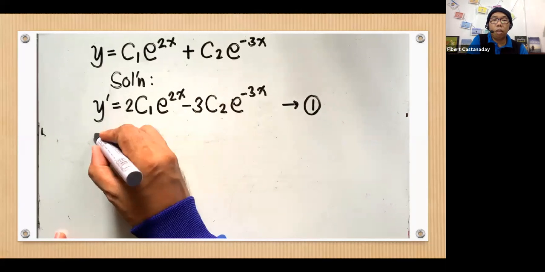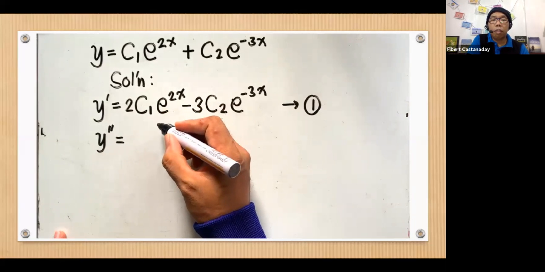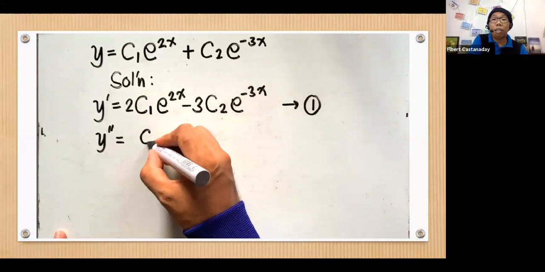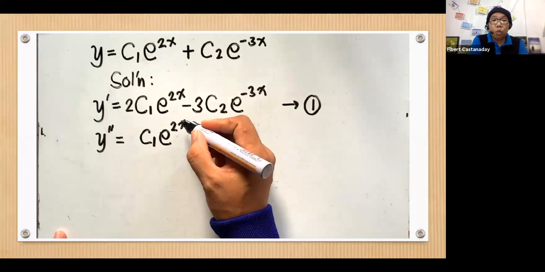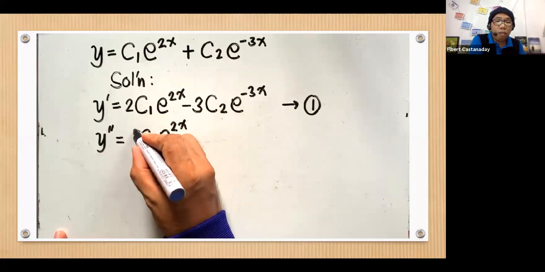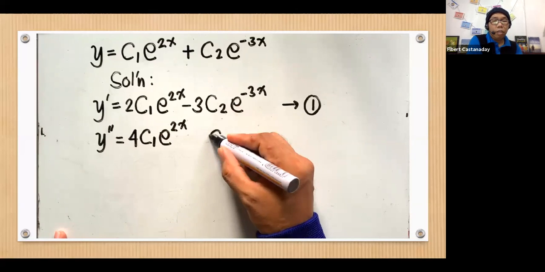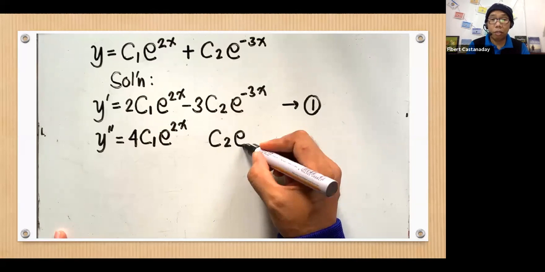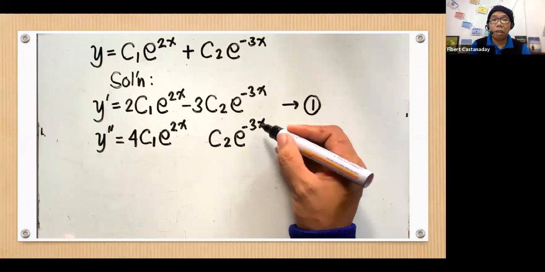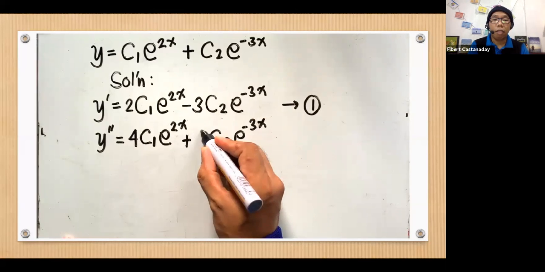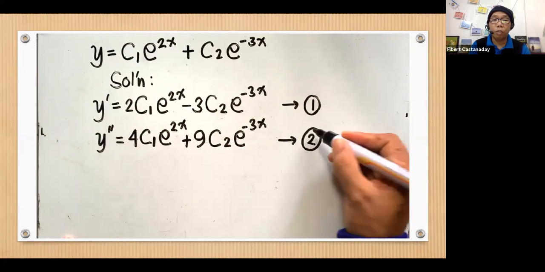Now the next part will be to differentiate again. So y double prime, you copy c sub 1 constant, and then differentiate e raised to 2x. Okay, and derivative of 2x is 2. So 2 times 2, multiply mo sa coefficient, yan, 4. And then here we have c sub 2, e raised to minus 3x. You differentiate minus 3x, so that's minus 3. Minus 3 times minus 3, you have positive 9. So this will be your second equation, or you can label that as equation number 2.